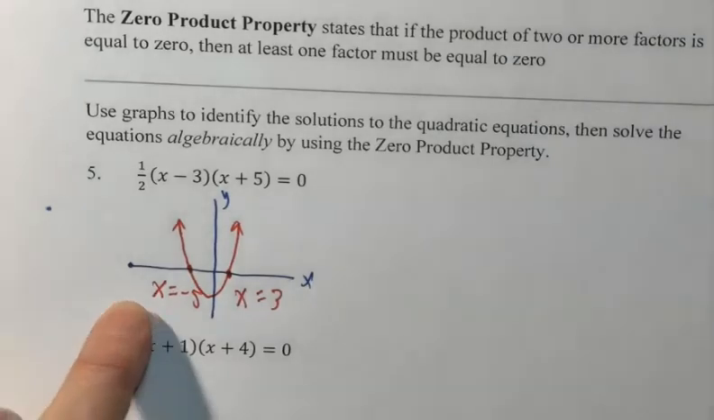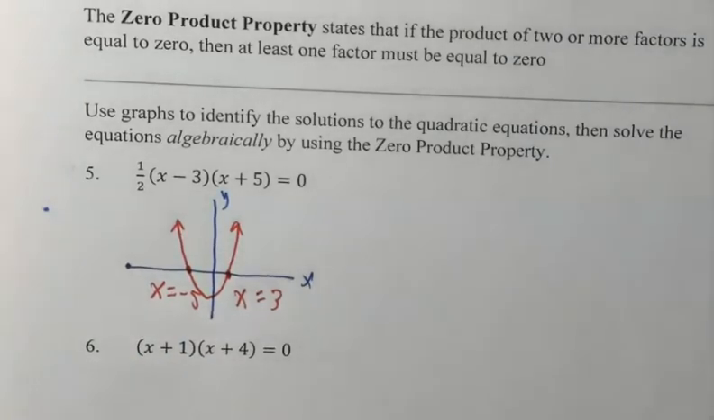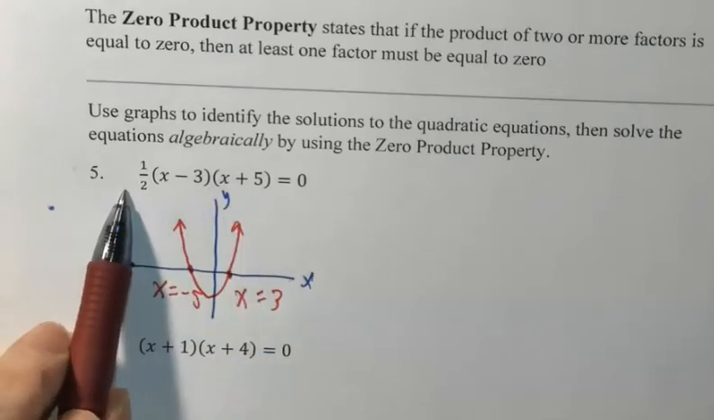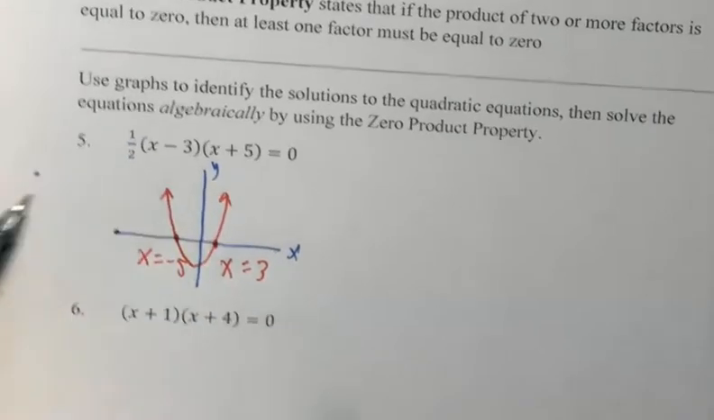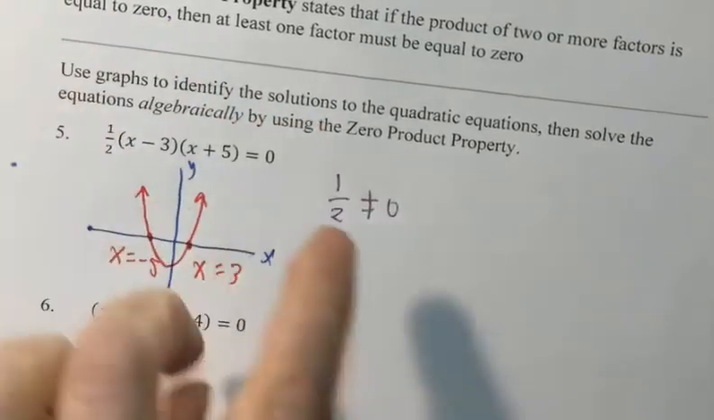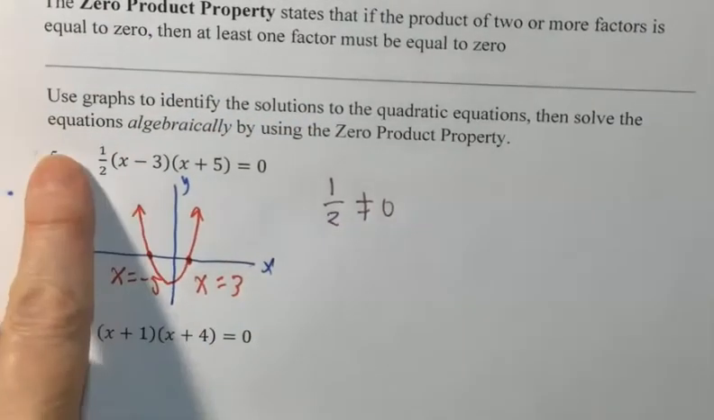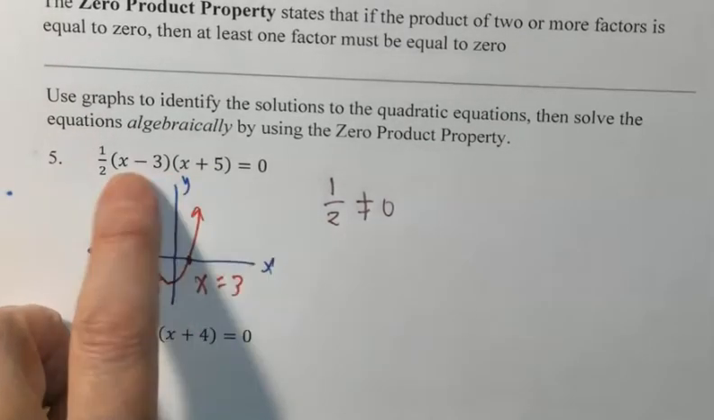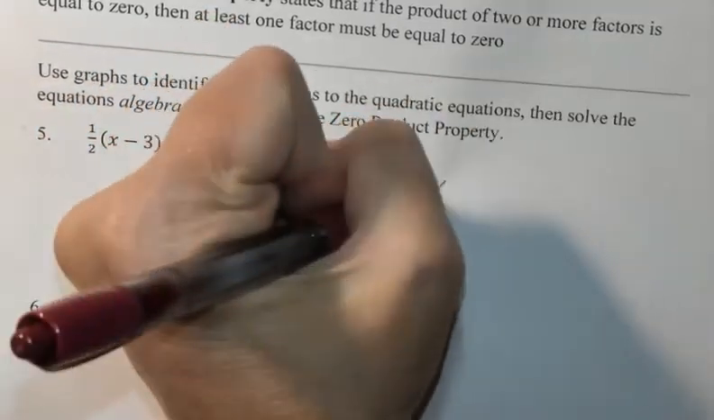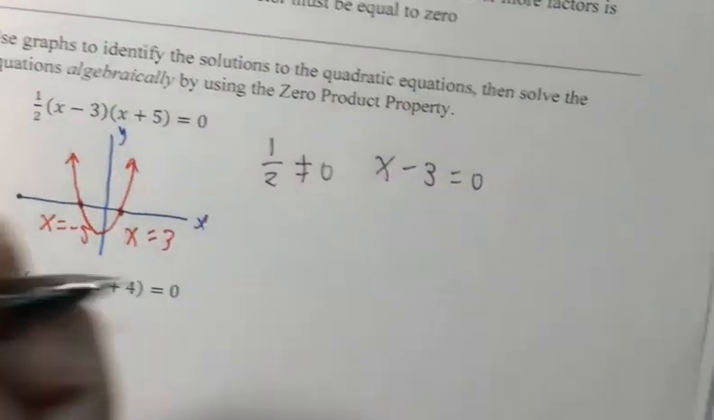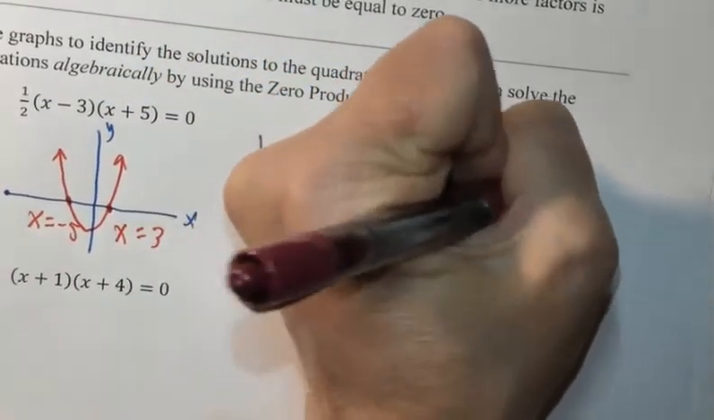And so next we're going to use the equations and solve, and it's a pretty simple process. You take each of your factors and you set them equal to 0. But the problem is 1/2 is not equal to 0. So if you want to write 1/2 is not equal to 0, you can, or you can just skip the 1/2 because obviously that is not a 0. But either one of these could be 0. So we need to set each one equal to 0. So x minus 3 is equal to 0, and x plus 5 is equal to 0.